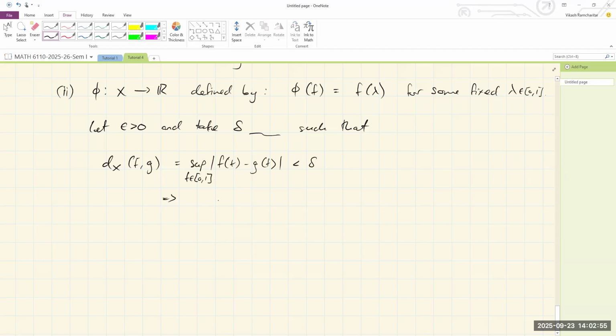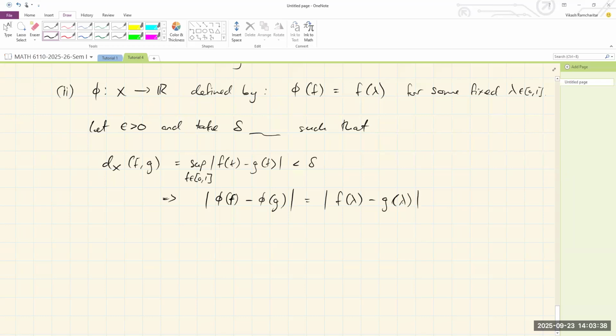this implies I need to show that the corresponding image on the phi side, sorry, this is phi, the other side. So the image under phi of f minus phi of g, and now I am in R, which has the usual metric, so that's the modulus. I need to show this is less than epsilon. By definition, what is phi? Phi is the point evaluation at the value lambda. So this is the modulus of f of lambda minus g of lambda.